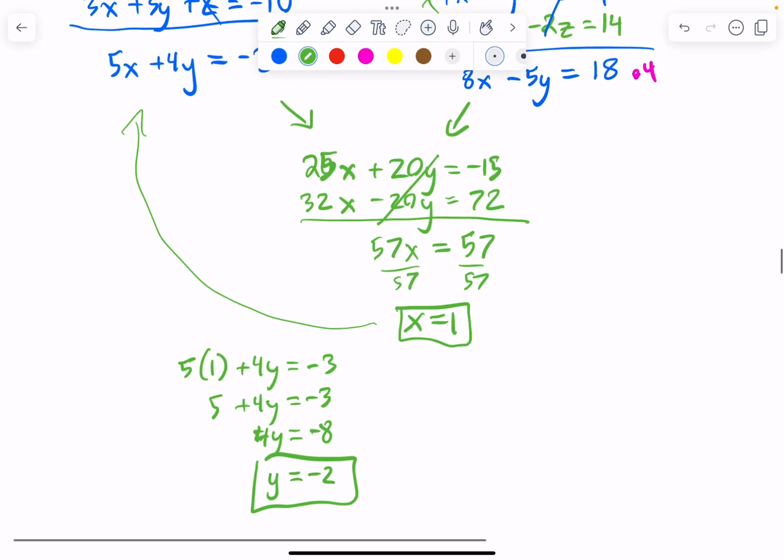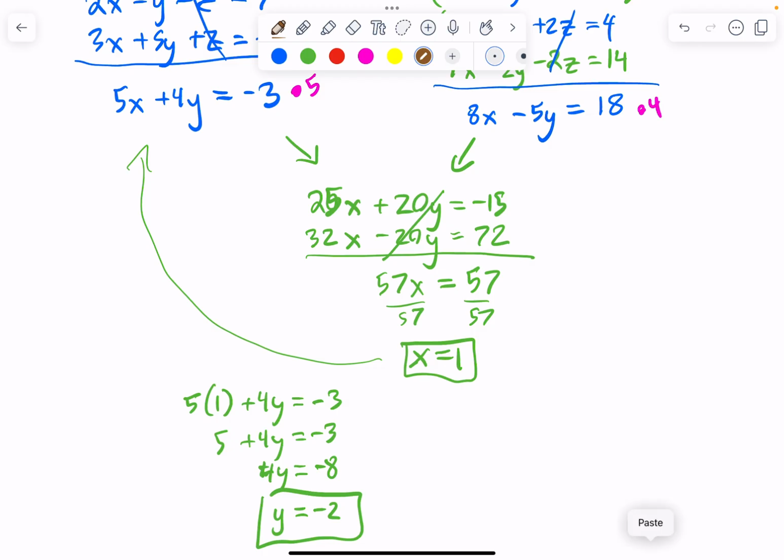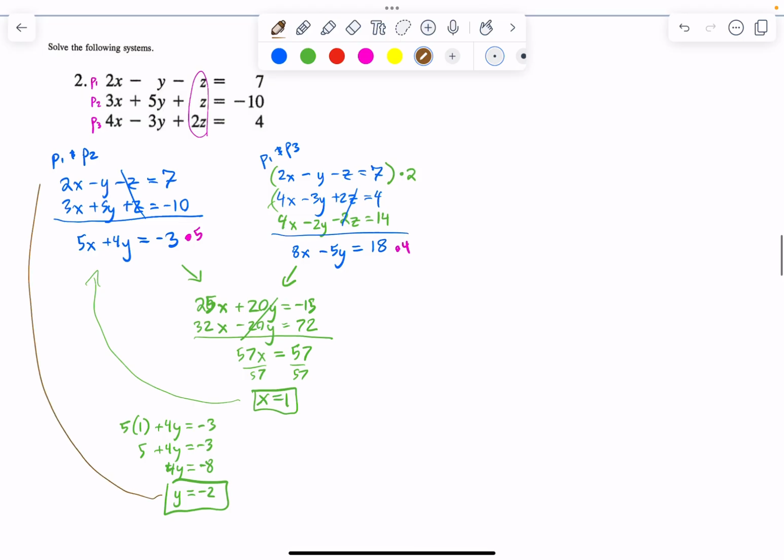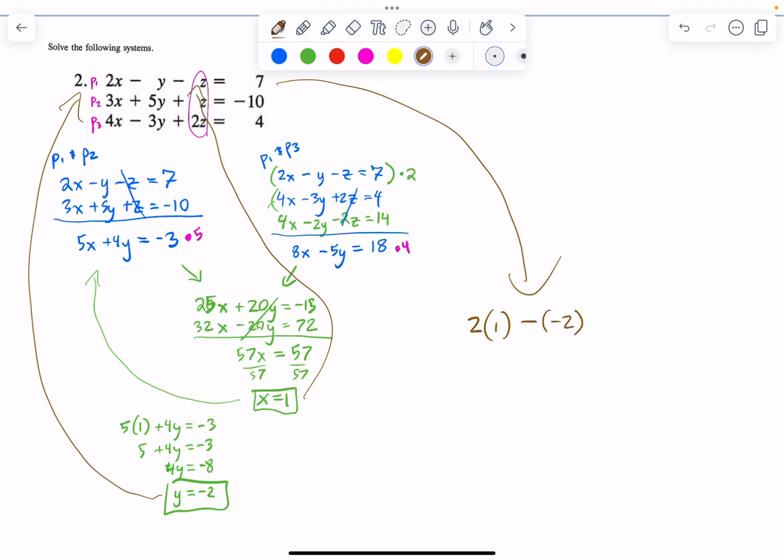Okay, and finally, we have to plug both of those in somewhere. Let's say the first one has the smallest numbers, so I'm going to plug both of them into the first equation over here. I get 2 times x minus y minus z equals 7. So that's 2 plus 2 minus z. I always put that extra slash in my z so there's no miscommunication. So that's 4 minus z equals 7. That's negative z equals 3, or z equals negative 3.